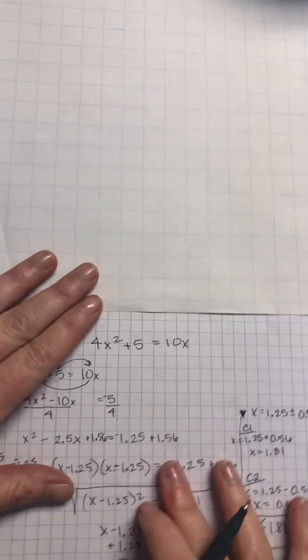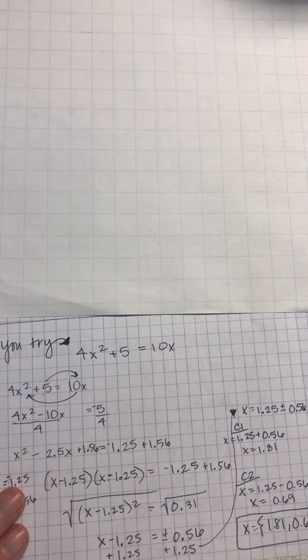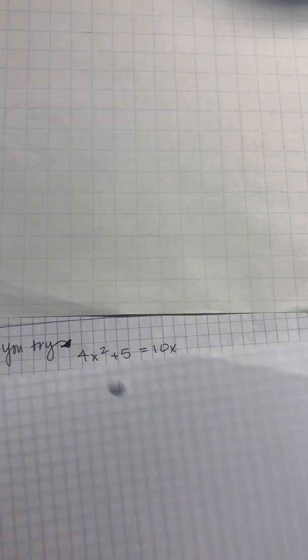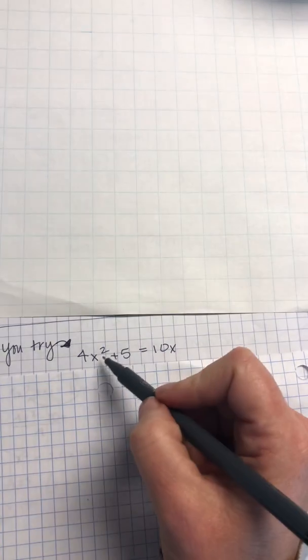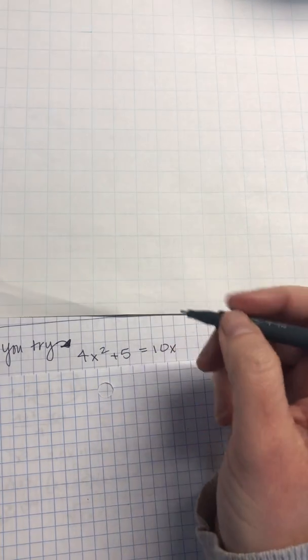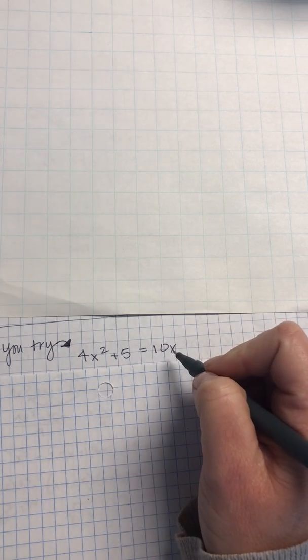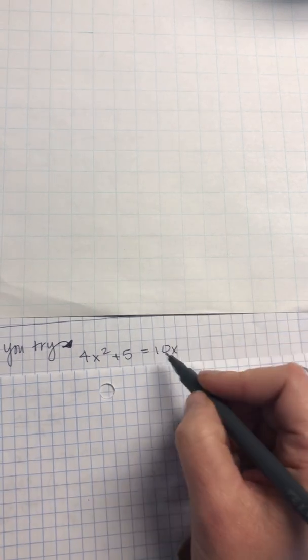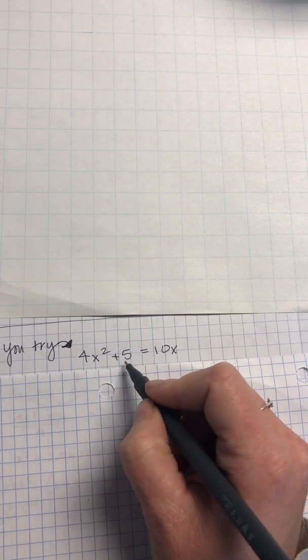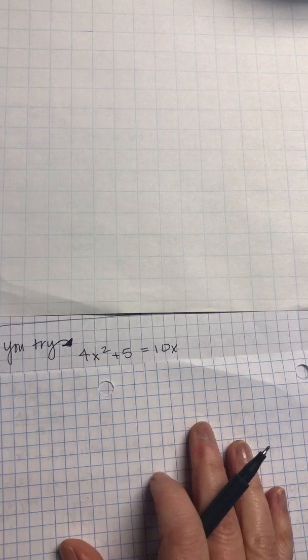Okay, let's have you guys try one. Try this one. 4x squared plus 5 equals 10x. Hopefully the first thing you notice is that the 10x and the plus 5 are on the wrong side of the equal sign. If you want to try this on your own, go ahead and pause it. I'm going to keep going through the work that I did.